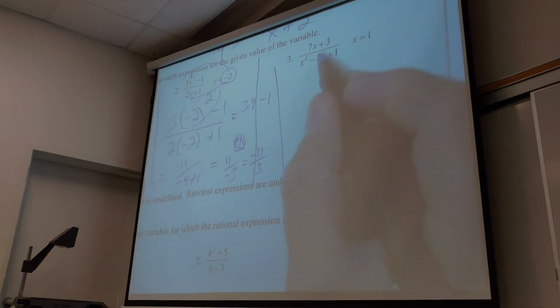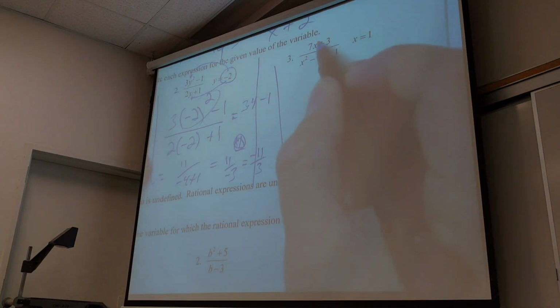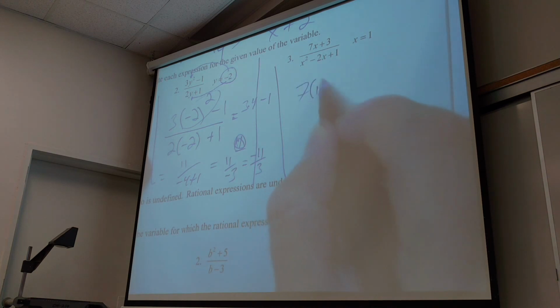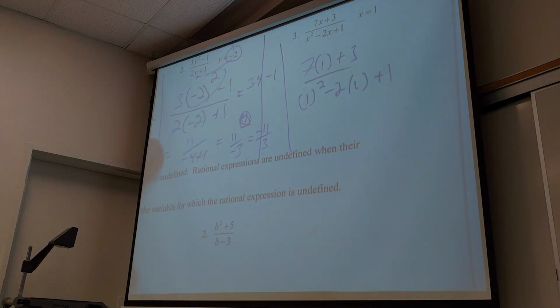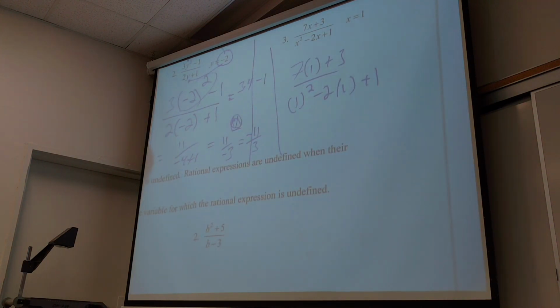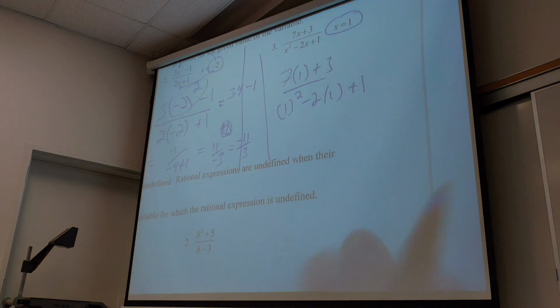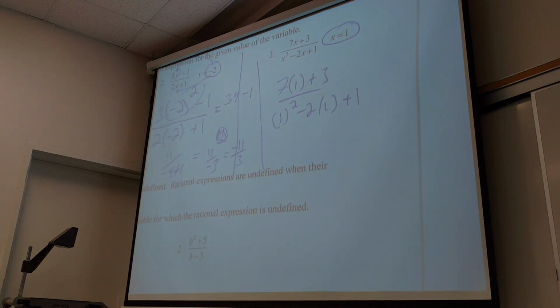Yeah, what happens here? This one's nice. We end up with 10 over 0. Put 7 times 1 plus 3 over 1 squared minus 2 times 1 plus 1. Just put a 1 everywhere I saw an X. 10 over 0. What are we doing? They tell me X is 1. Will this be considered undefined or irrational?